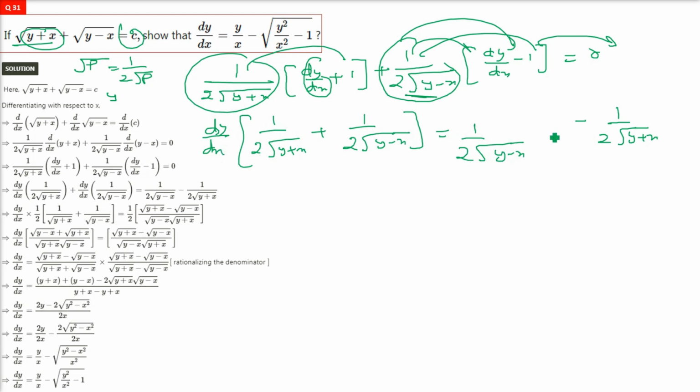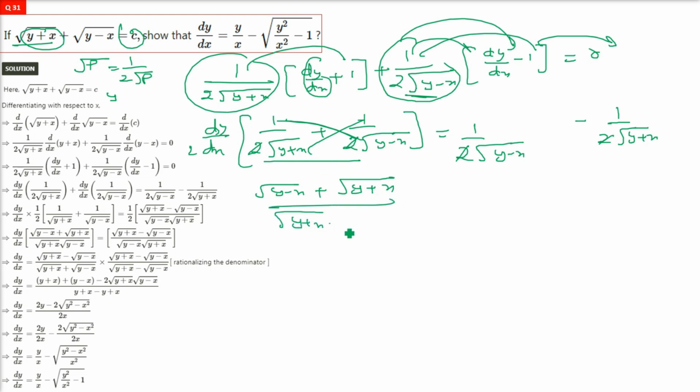Now dy by dx and this. Are we able to resolve certain things, cancel something? Yes. First thing is 2 in the denominator is seen everywhere, so you can just cancel these out. You can take 2 common from both sides and it will be a normal cancellation. Now I'm taking the LCM here, on both sides. So simply under root y minus x plus under root y plus x, divided by under root y plus x into under root y minus x.